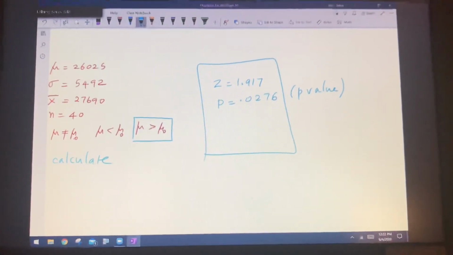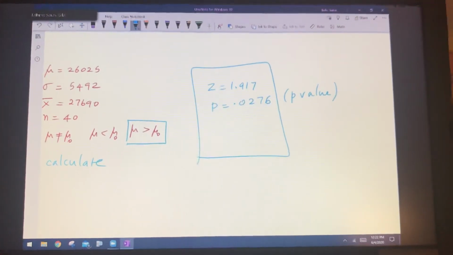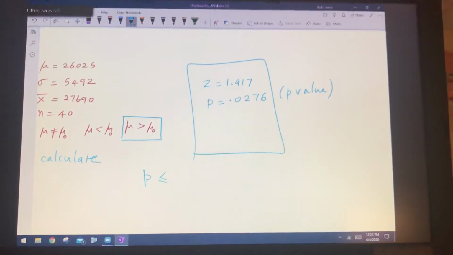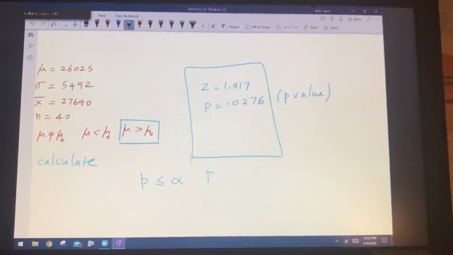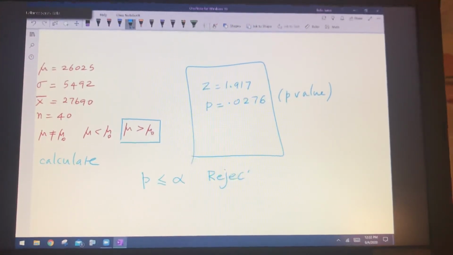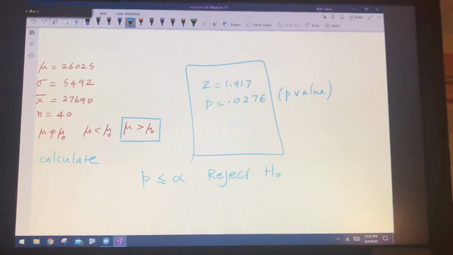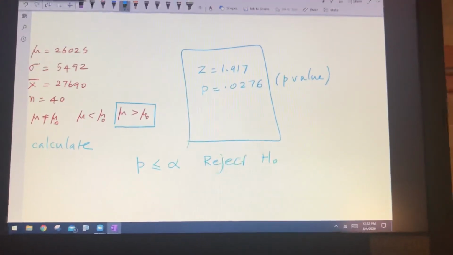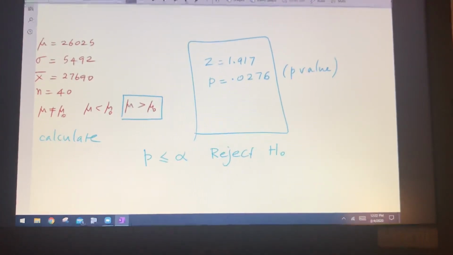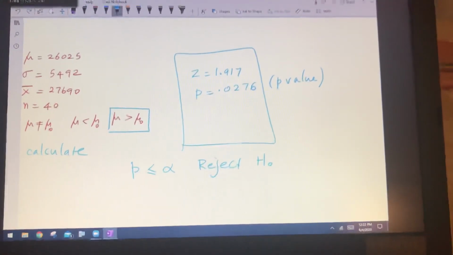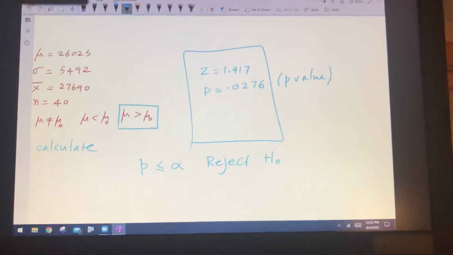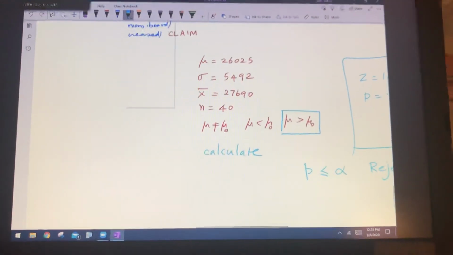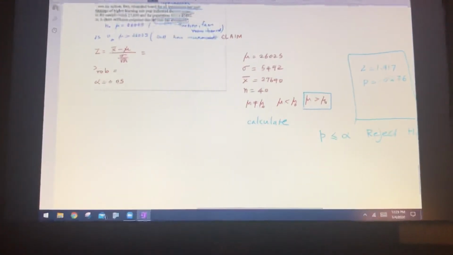So when I compare this p-value with my alpha, if the p-value is less than or equal to alpha, then I am going to reject the null hypothesis. This is the conclusion. You are going to compare the p-value with the alpha, and you are going to reject the null hypothesis because the 2.7% is less than 5%. So when you are rejecting the null hypothesis, what about your claim? The claim is going to be accepted.